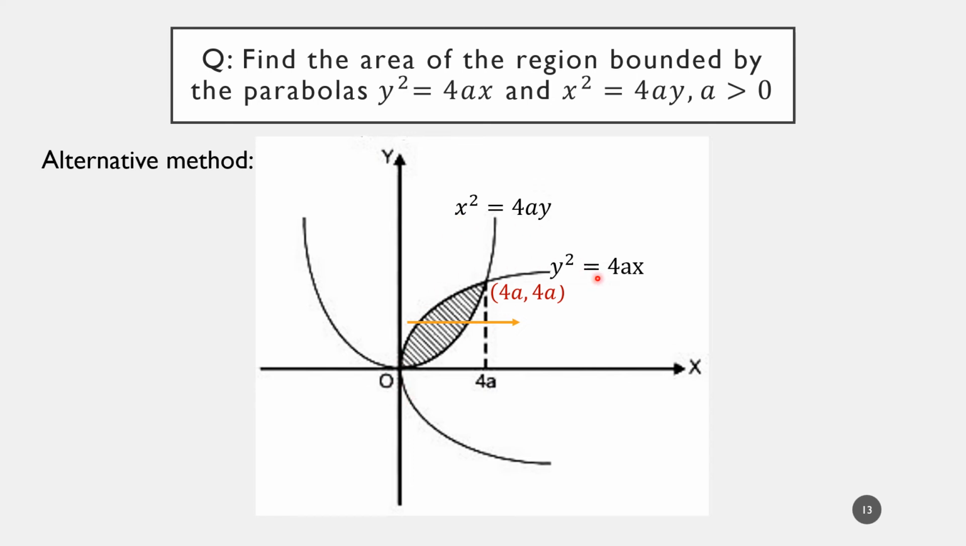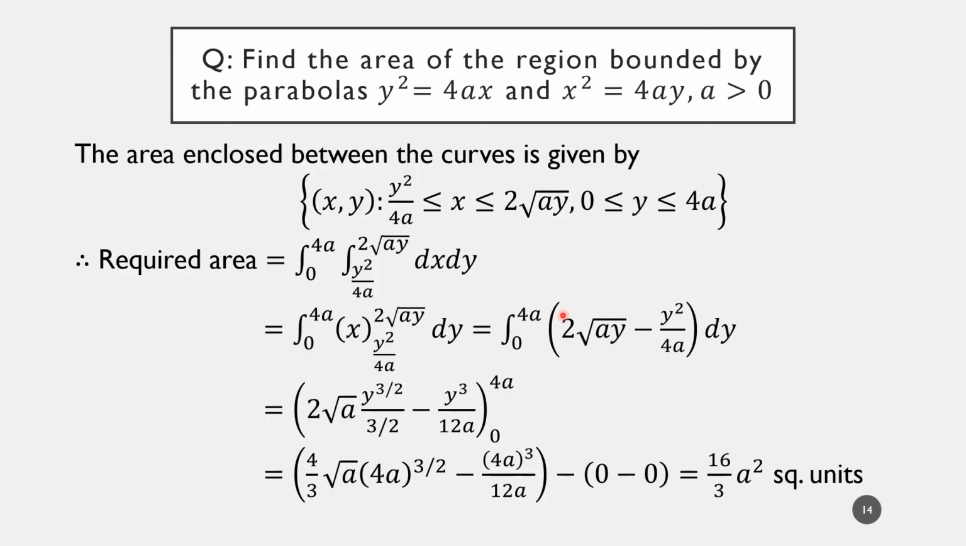So in the first case, the value of x is coming out to be y square upon 4a, and if I look at the value of x from the upward parabola, it is now under root of 4ay, which is 2 times under root of ay. The limits for y are 0 to 4a only. So our required region now changes into: x is from y square over 4a to 2 times under root of ay, and y is from 0 to 4a.